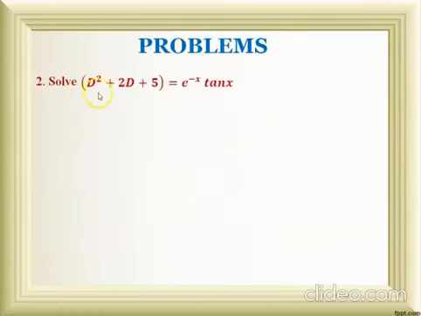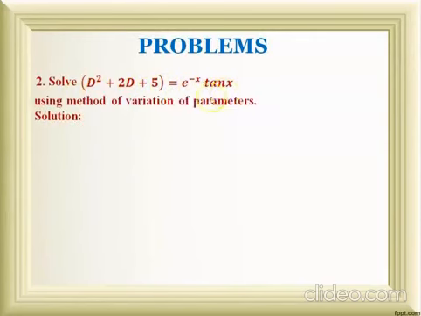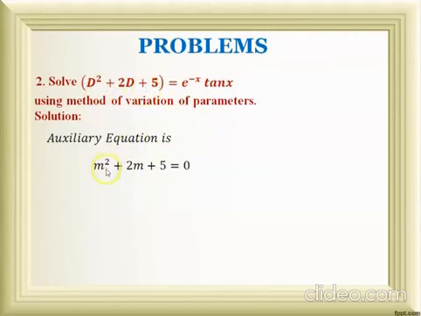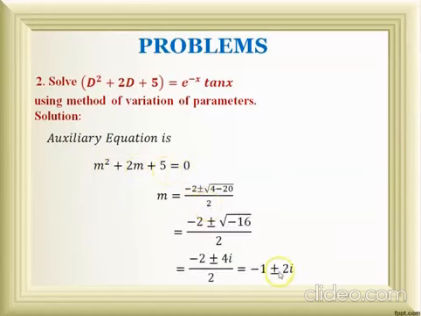So next problem: d square plus 2d plus 5 is equal to e power minus x into tan x. Here I am using the MVP method. So first I am writing the auxiliary equation for this f of d. I am replacing d with m. Here I cannot factorize directly, so I am using the quadratic formula. Here a is equal to 1, b is equal to 2 and c is equal to 5. After replacing, simplification gives the roots: minus 1 plus or minus 2i.